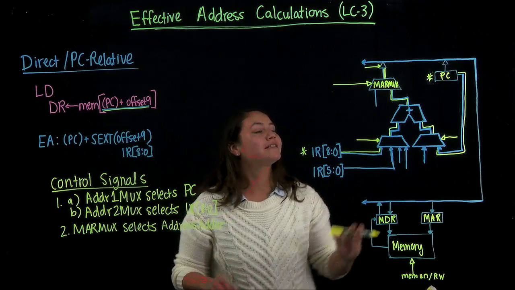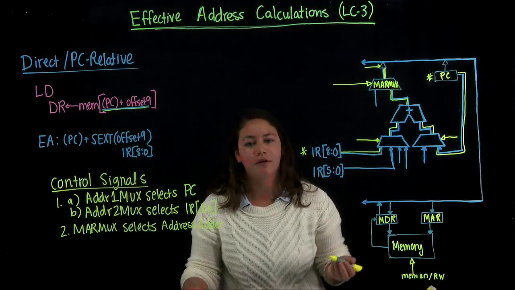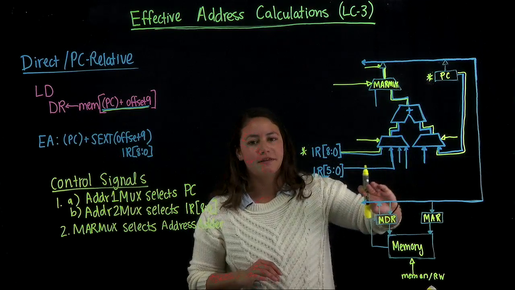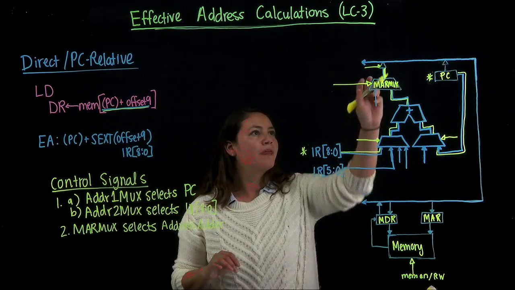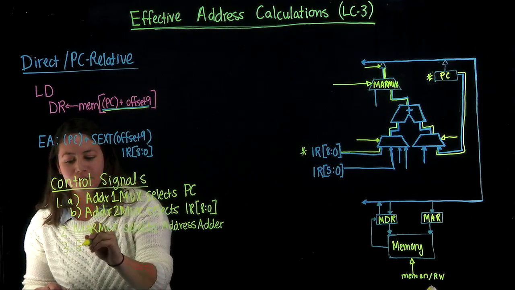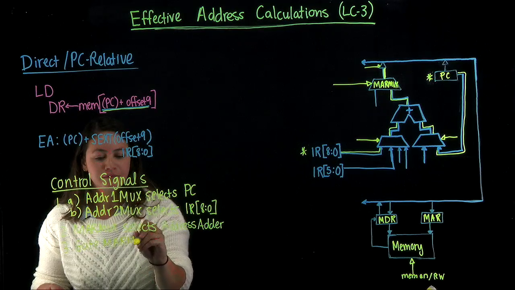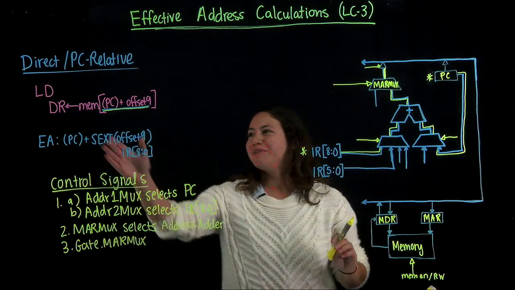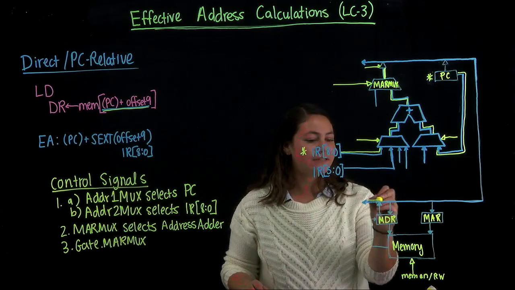If you remember from class, whenever something wants to write to the system bus, we have to send another control signal, a gate control signal, so that multiple things don't try to write to the bus at the same time. So here we can name this gate after what comes right before it. So we can send a signal gate MARMUX. So now our PC plus the offset 9 is on the system bus.